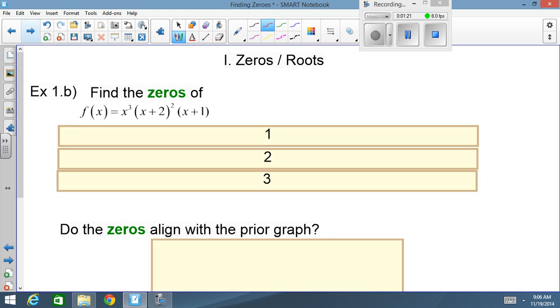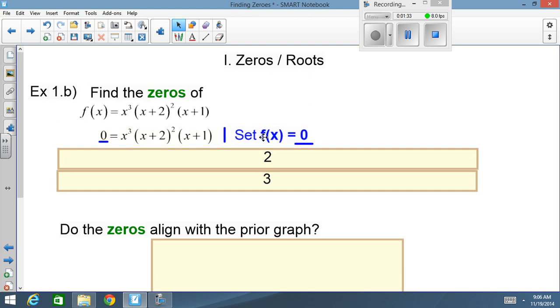So here is the function: x to the third times (x plus 2) squared times (x plus 1). What I want to do first of all is set this thing equal to 0. Notice that I'm putting a 0 right over here. So I'm setting it equal to 0. Now I'm going to solve it.